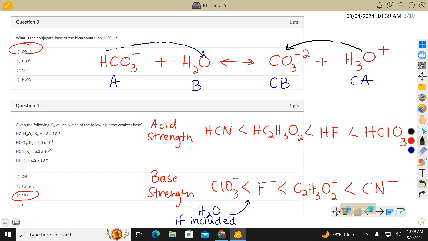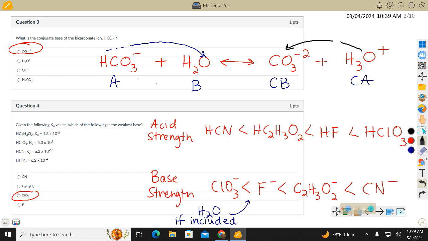On the product side, the conjugate acid is usually the positive ion because it's positive due to that extra hydrogen ion. And the negative is usually your conjugate base. It could be attracted to hydrogen and shift this thing in reverse. So bases are often negative ions and acids are often positive.